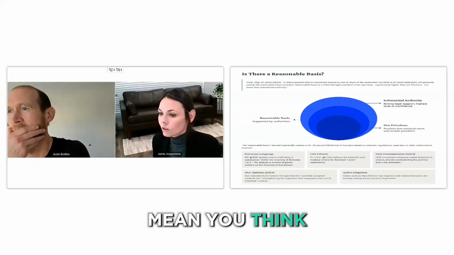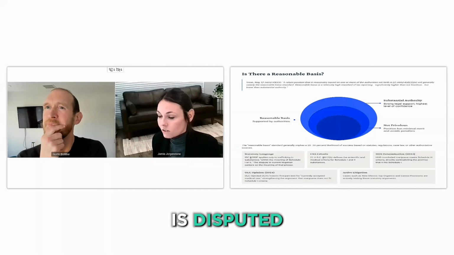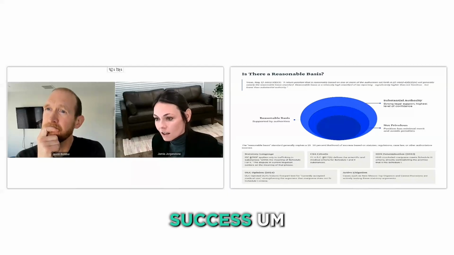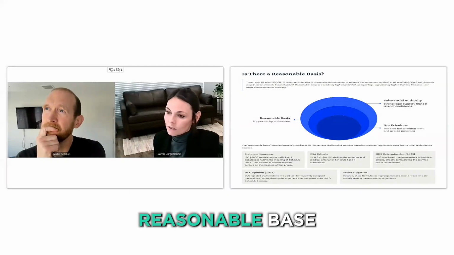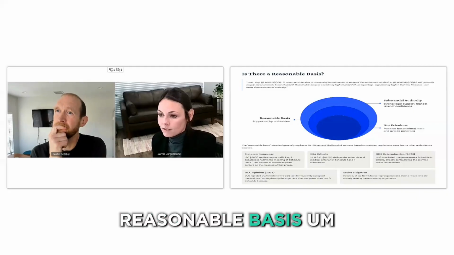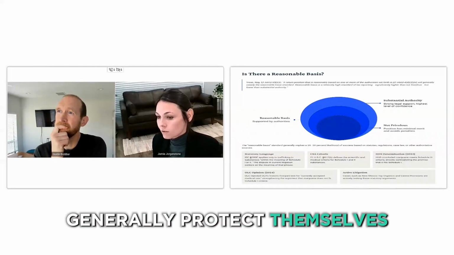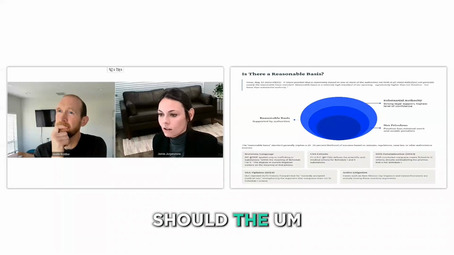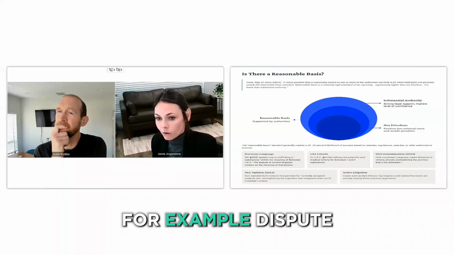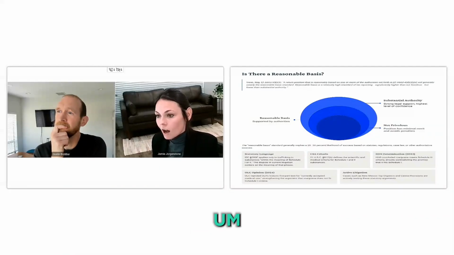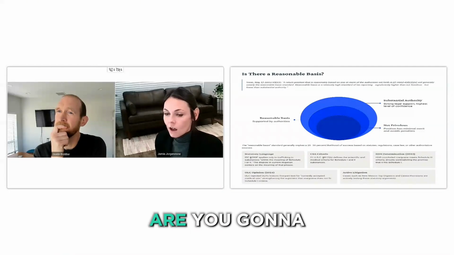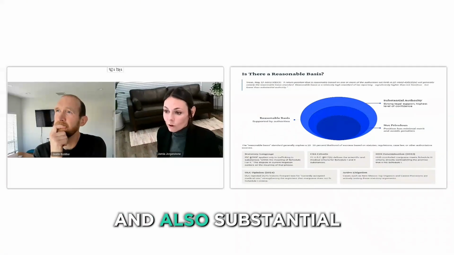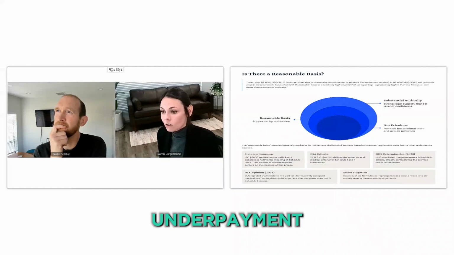And that doesn't mean you think you're definitely going to win if the position is disputed, but it usually is considered like a 20 to 30% likelihood of success. And a taxpayer who takes a position that has a reasonable basis can generally protect themselves from penalties associated with an underpayment of a tax, should the IRS, for example, dispute the position and disagree with it. Because that's really the big risk, right? Are you going to have to pay the tax you otherwise would have paid, and also substantial penalties and interest on that underpayment?